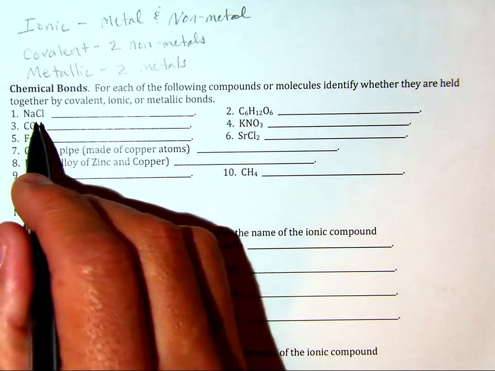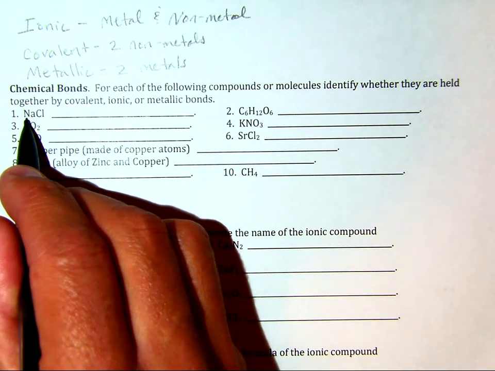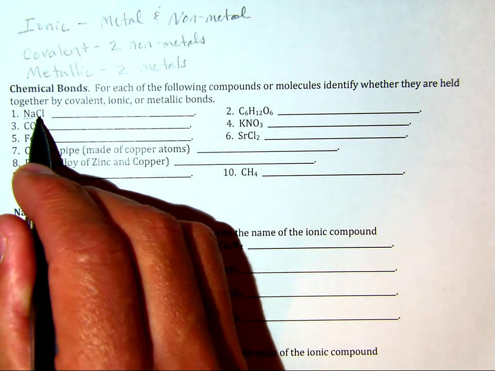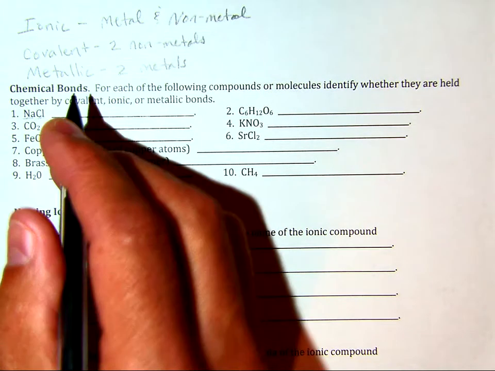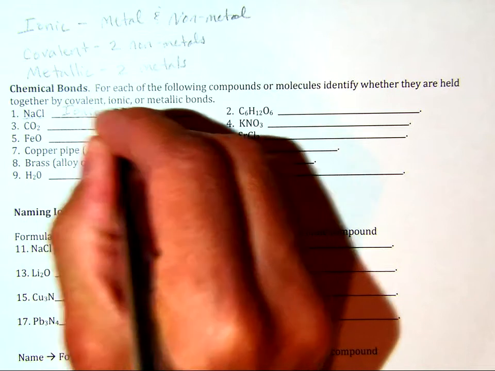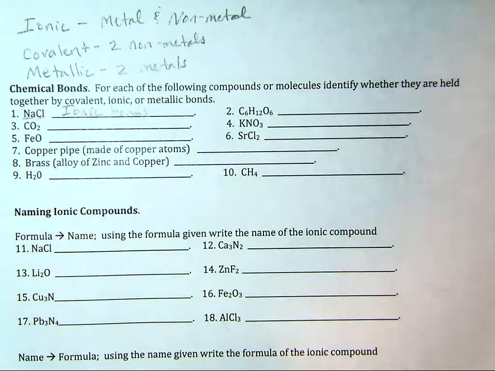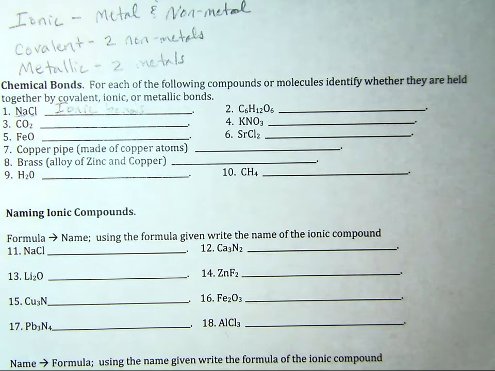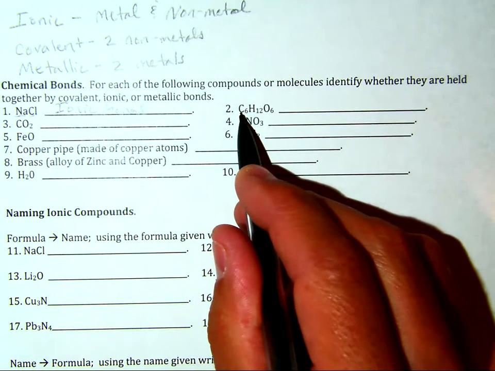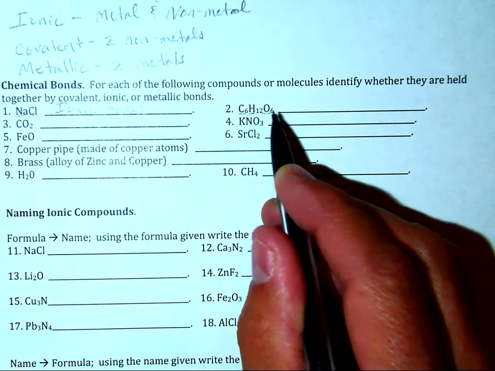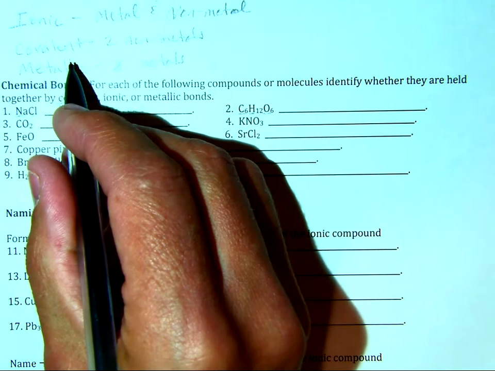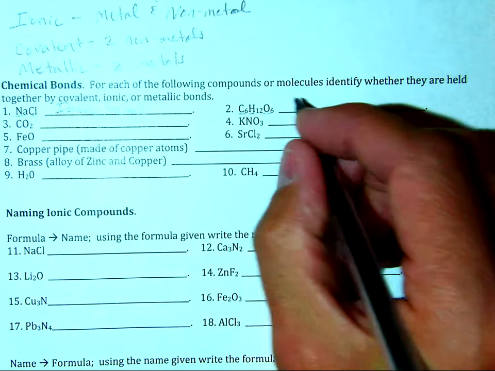Number 1 is sodium chloride. Sodium is a metal, if you look on the periodic table, and chlorine is a nonmetal. So if it's a metal and a nonmetal, it's held together by ionic bonds. Okay, let's go to number 2. It has carbon, hydrogen, and oxygen. If you look on the periodic table, these are all nonmetals. And so if we look up here, the nonmetals is covalent bonds.